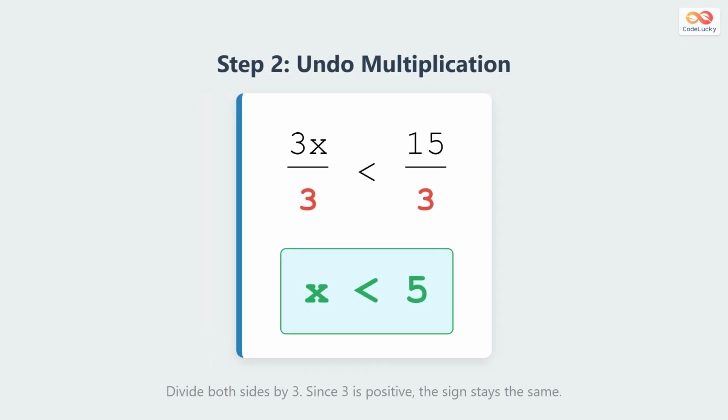Now for step 2, undo the multiplication. The 3 is multiplied by x, so we divide both sides by 3. 15 divided by 3 is 5. Since we divided by a positive number, the inequality sign stays exactly the same. Our result is x is less than 5.